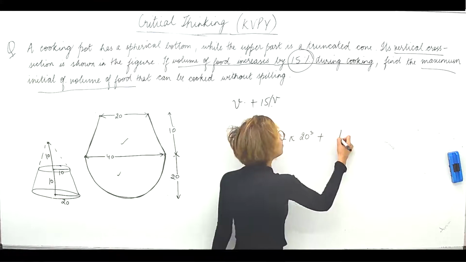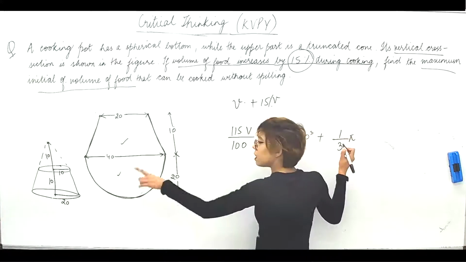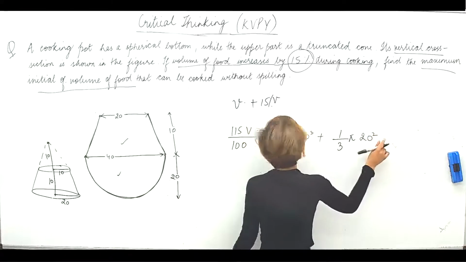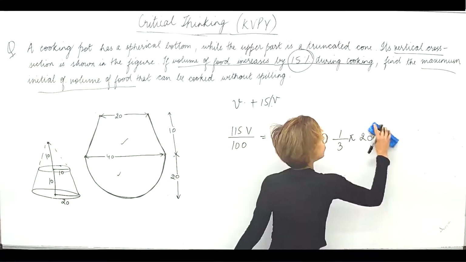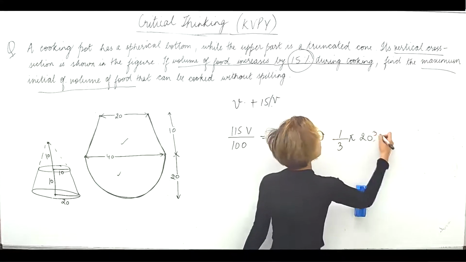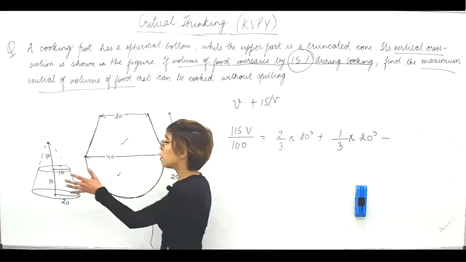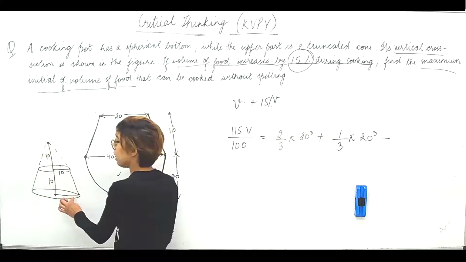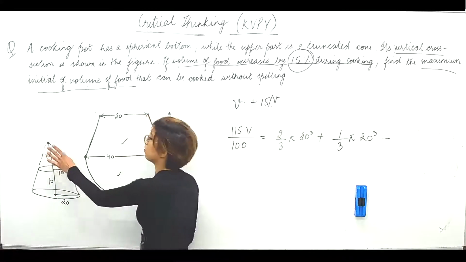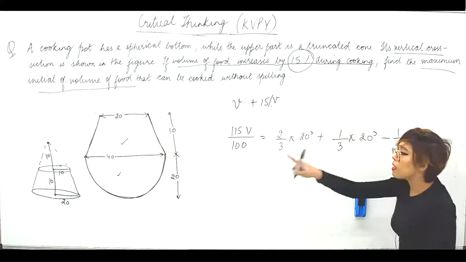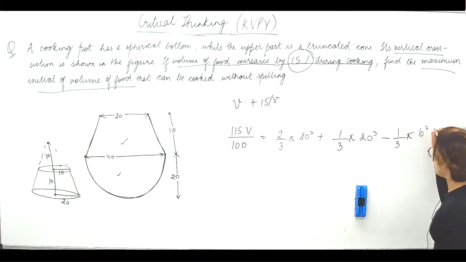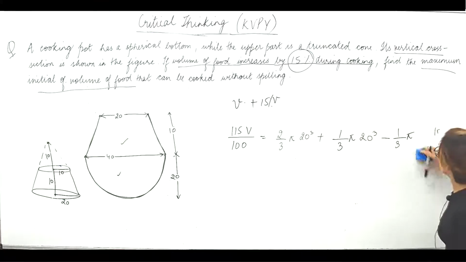So, height of the bigger cone, so 1 by 3 pi. Radius is 20, so 20 square into height, which is 20. So, 20 cubed. Minus. Now, if I want the volume of this, from the bigger cone, I need to subtract the volume of the smaller one. So, volume of the smaller cone is 1 by 3 pi. Now, radius is what? 10. So, 10 square into height, which is 10. So, I can say 10 cube.